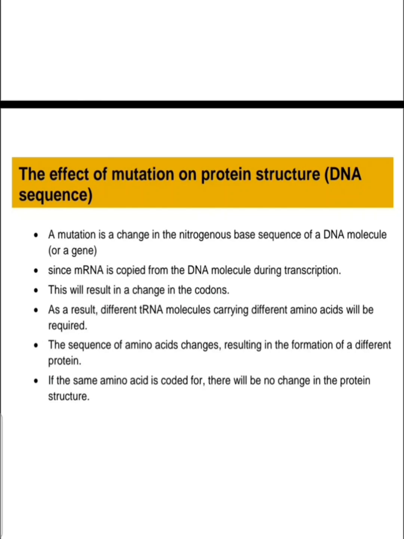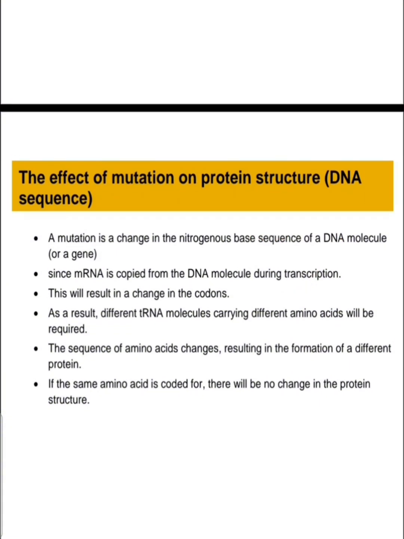Then the next thing we'll be learning is mutation. What is mutation? Mutation is a change in a DNA base sequence, or a gene. Since mRNA is copied from the DNA molecule during transcription, this will result in a change in codons. As a result, different tRNA molecules carrying different amino acids will be required. So the sequence of amino acids changes, resulting in the formation of a different protein. If the same amino acid is coded for, there would be no change in the protein structure.